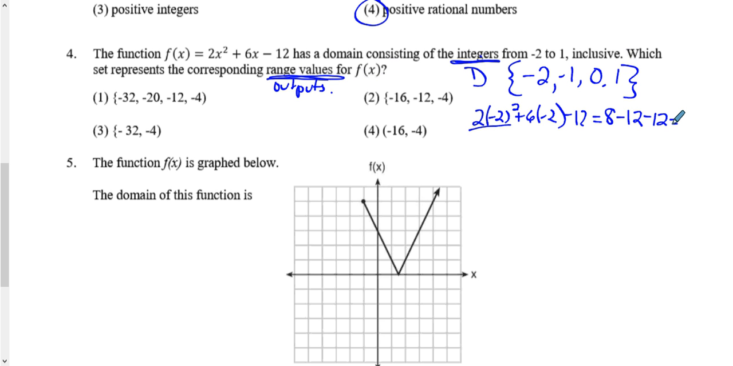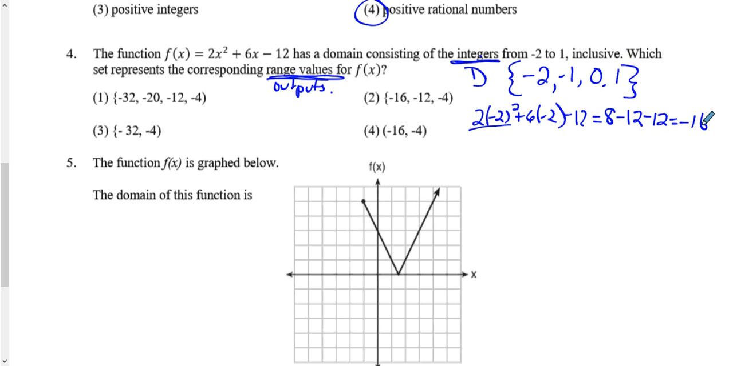-16. 8 minus 12 minus 12. Whoops. Oh, what did you say? -16. Oh, yeah, I'm sorry, you're right. -16. So there's one of them.